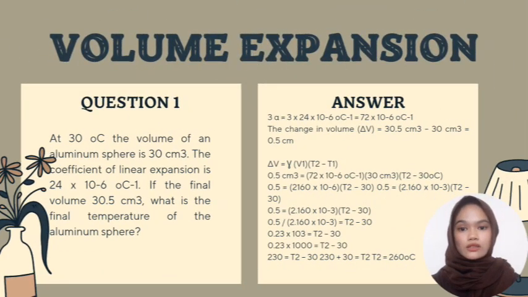Question: at 30 degrees Celsius, the volume of an aluminum sphere is 30 cubic centimeters. The coefficient of linear expansion is 24 times 10 to the power of negative 6. The final volume is 30.5 cm3. What is the final temperature? So we need to find the final temperature. As you guys know, gamma equals 3 alpha. So we need to multiply the linear expansion by 3, and we got the answer, which is 72 times 10 to the power of negative 6. Then we need to know the change in the volume, which we just need to subtract, so the answer is 0.5. With the information that we got from the question, now we just need to fill it into the formula. So we got the answer, which is 260 degrees Celsius.